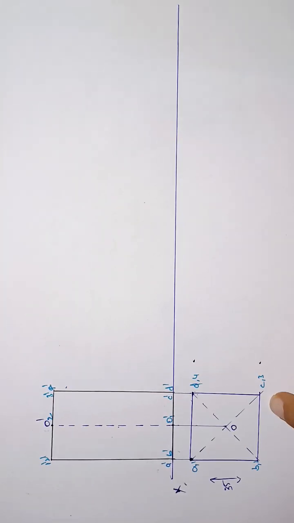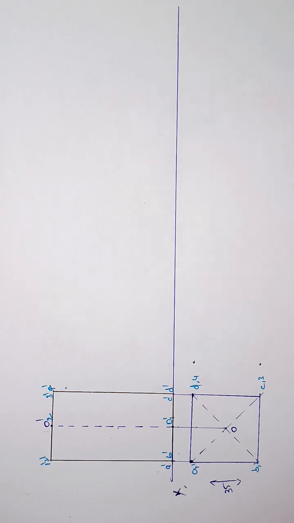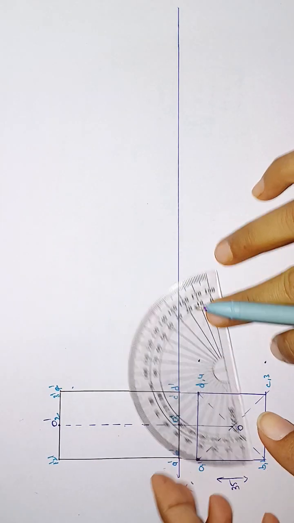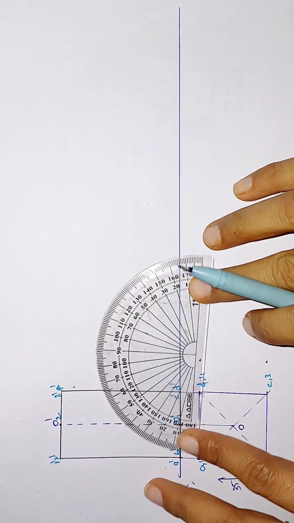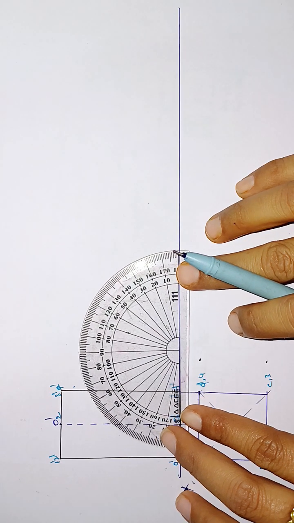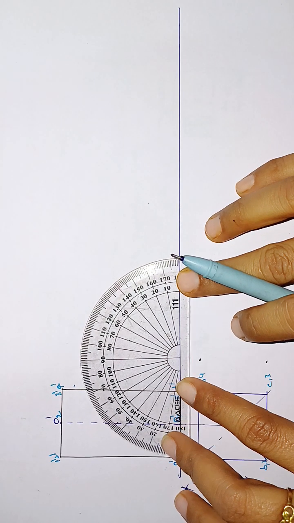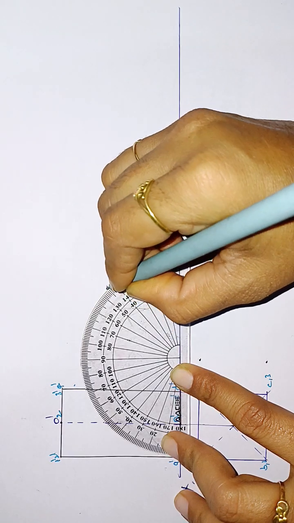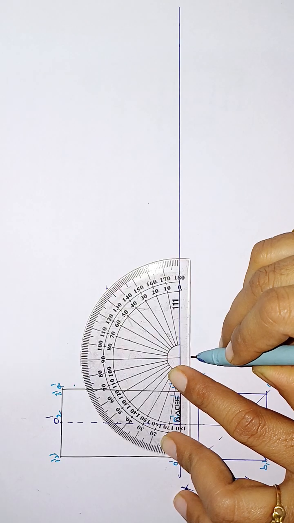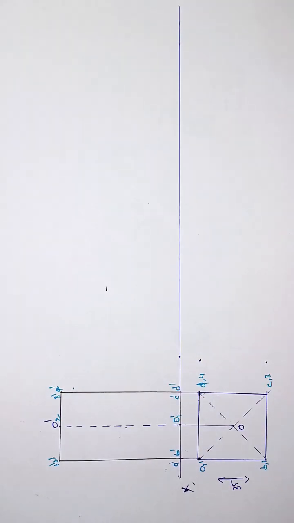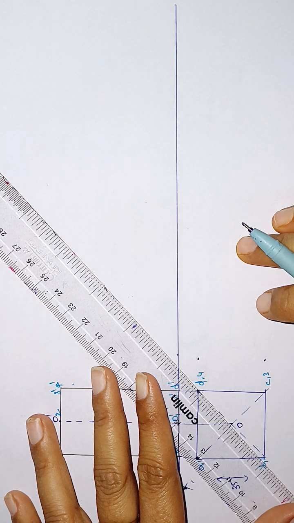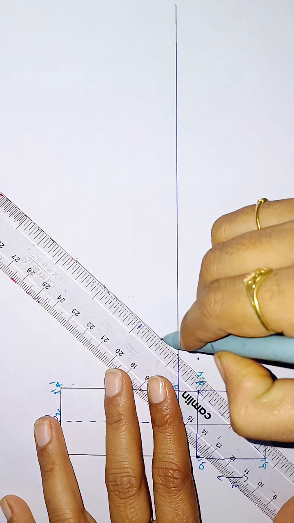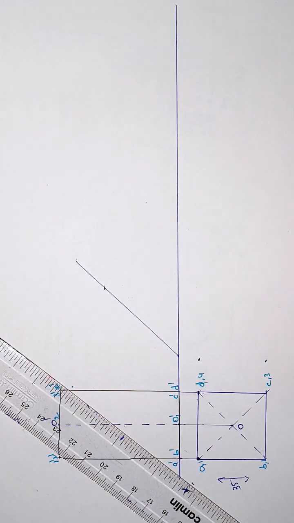So mentioned here, draw 45, place the protractor here. Yes, place the protractor here at the 45 degrees angle. You have to mention 0 to 45 degrees. Okay, mark the 45 degrees. Then you have to draw a light line. Mark the light line.